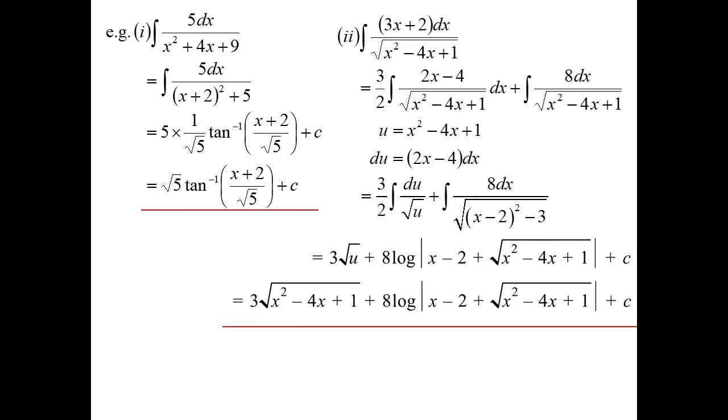Substitute in for that 3 root u, there we go. So 3 root x squared minus 4x plus 1, plus 8 log, etc., rather than me saying all that. Okay? So split it into two integrals, you handle it quite easily.